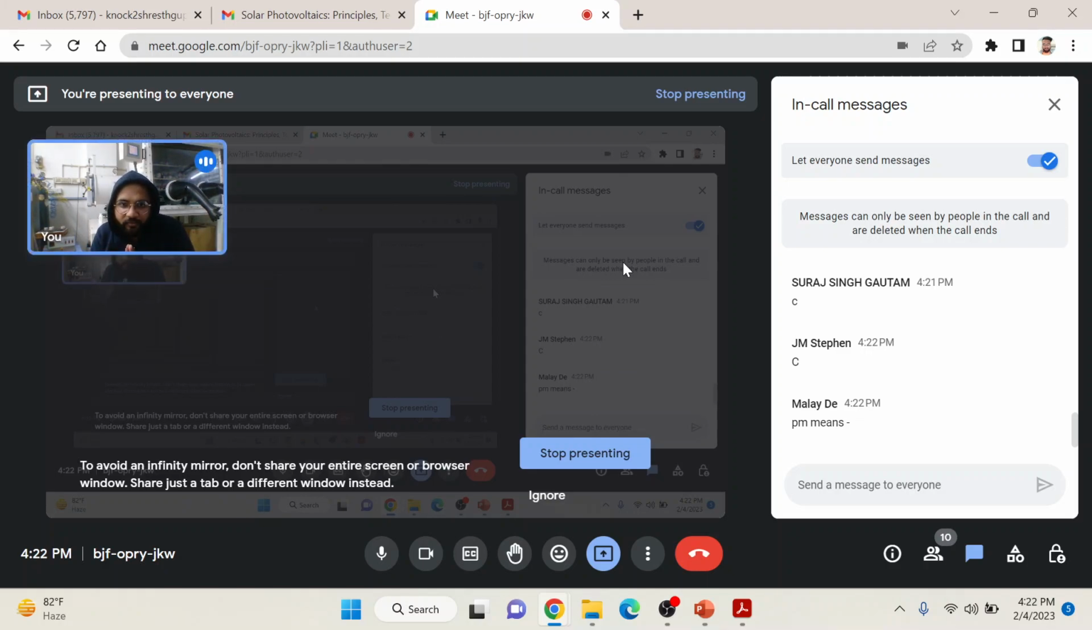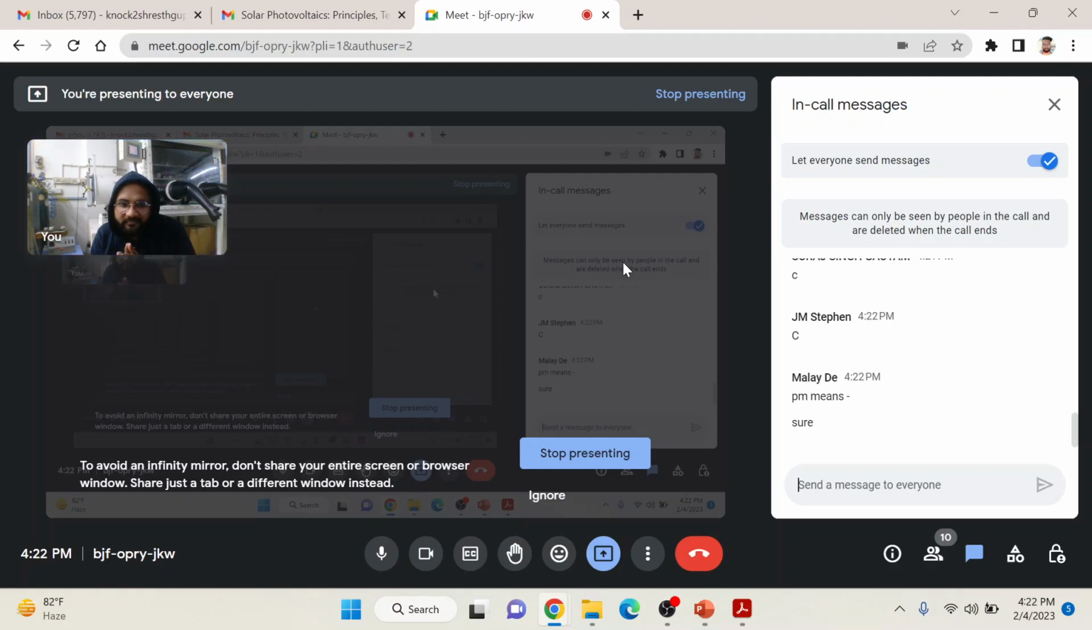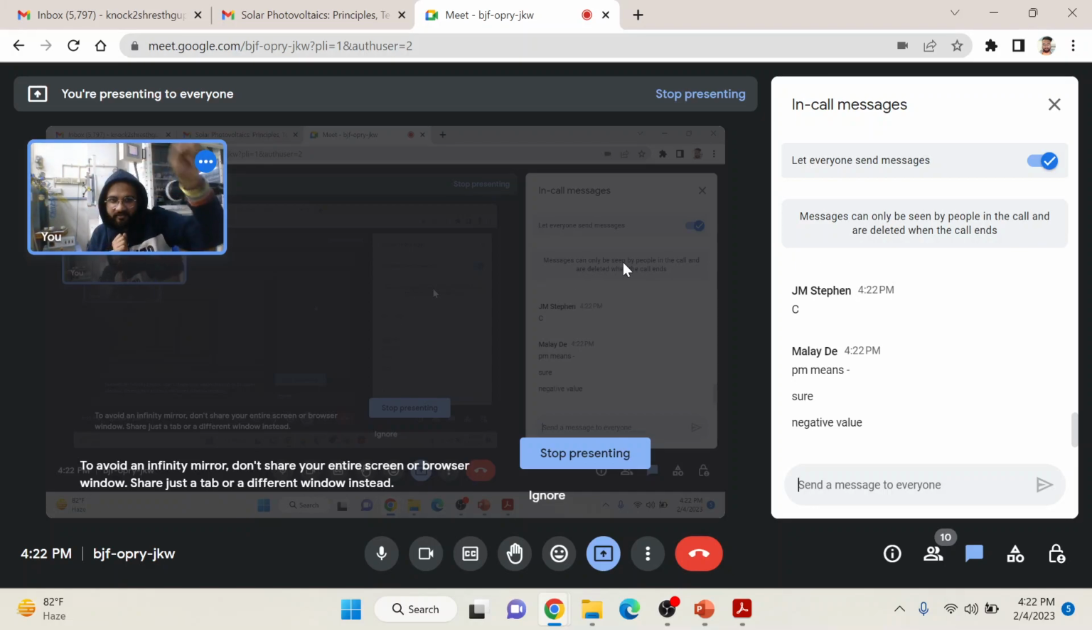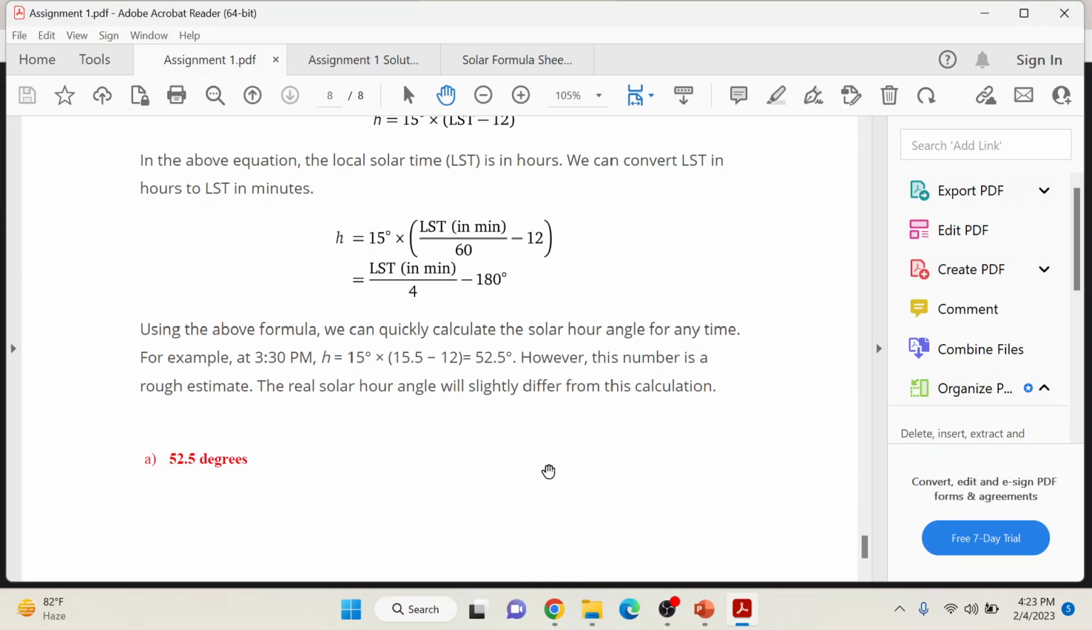PM means afternoon. You see the clock, the clock is going like this. That is what the question is. If I tell the answer directly, then the confusion is between A and C, right? Okay, without delaying further, let's see the solution. The answer is A, 52.5 degrees.